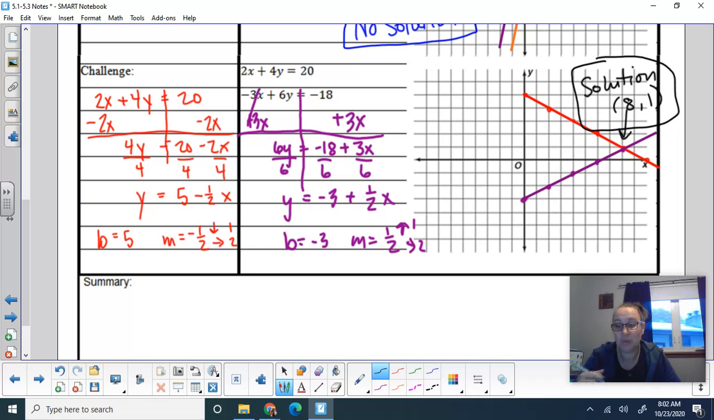Now, did this problem require a little bit more work? Absolutely, but it combines our skills of solving from our first unit of study and our skills of graphing from our second unit of study. As you can see, math builds, so it pays to understand what we learned before.